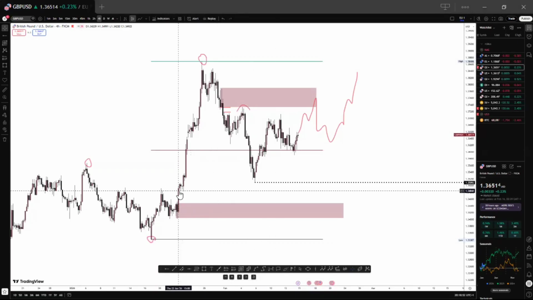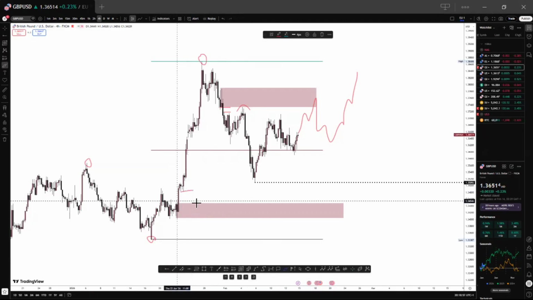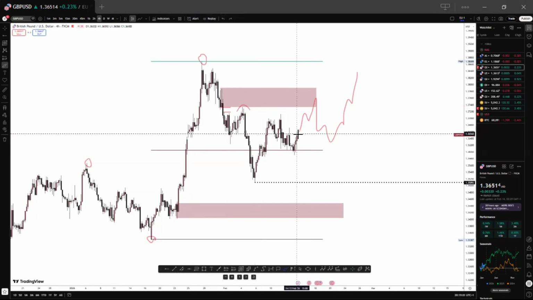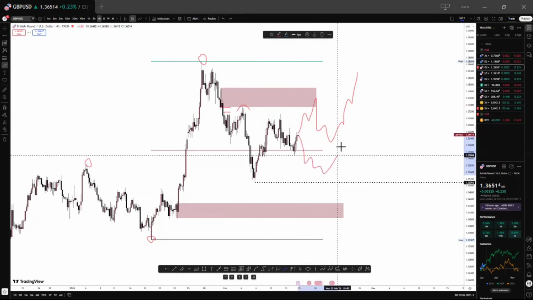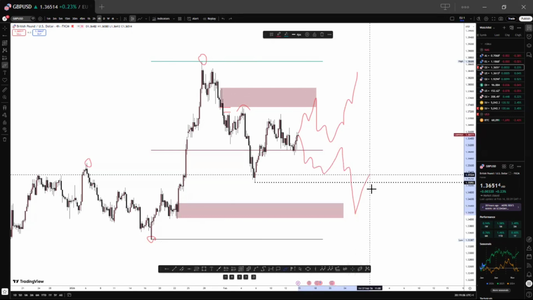Remember, fair value gaps are areas where you find inefficiency in price action. So these gaps have to be filled. So the next time price comes back down, you could find something like this, then price goes back down to clear out that particular low.